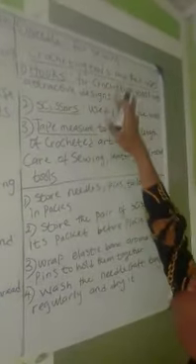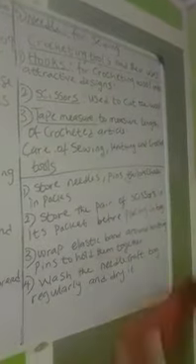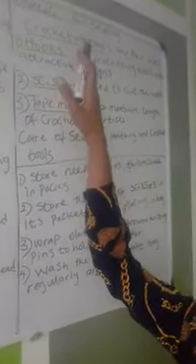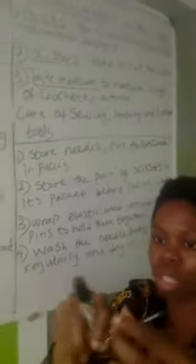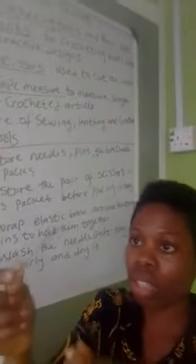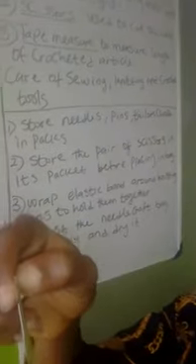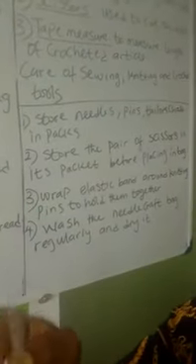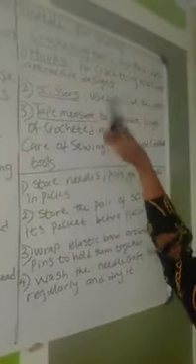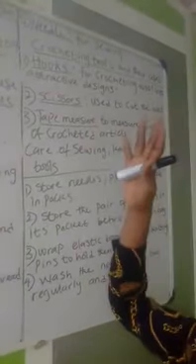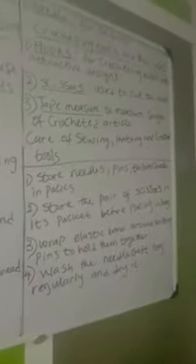So crocheting tools and their uses. We have our hooks. This is what a crochet hook looks like. You can see the little mouth here. That is why it's called a hook. Hooks in crocheting are used together with the wool to make attractive designs. But still back to the same word, attractive. It has to be beautiful.